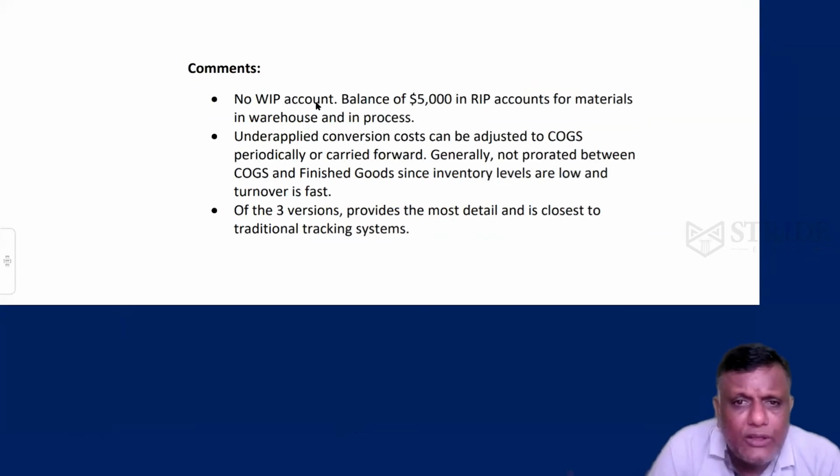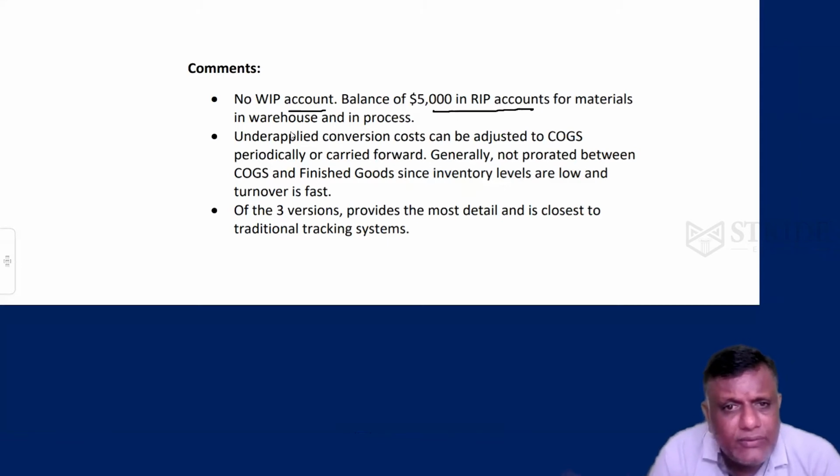Here also there is no WIP account. The balance of 5,000 in the joint process accounts is in the warehouse only. Under applied conversion cost, that will be adjusted to COGS, or if possible, carried forward.